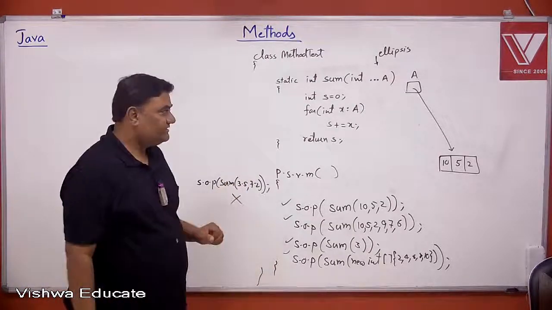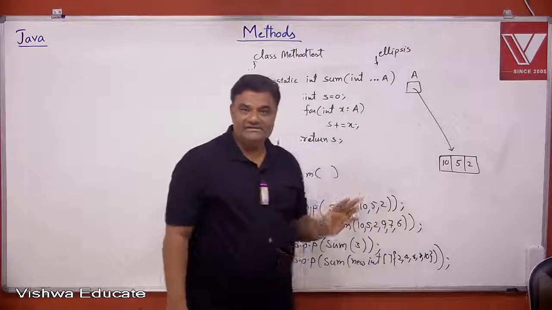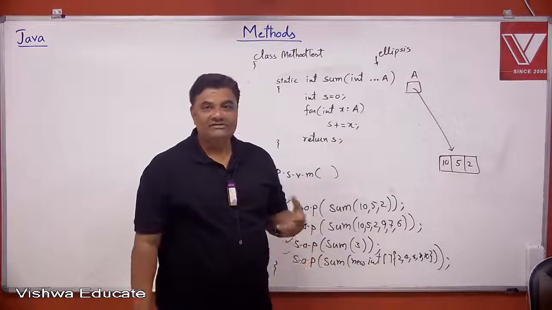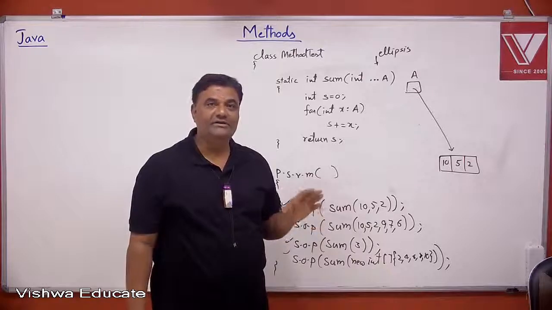So I repeat it once. See, this is called ellipsis. This was there in C++ also. It was more powerful there, but Java introduced it in version 1.5.